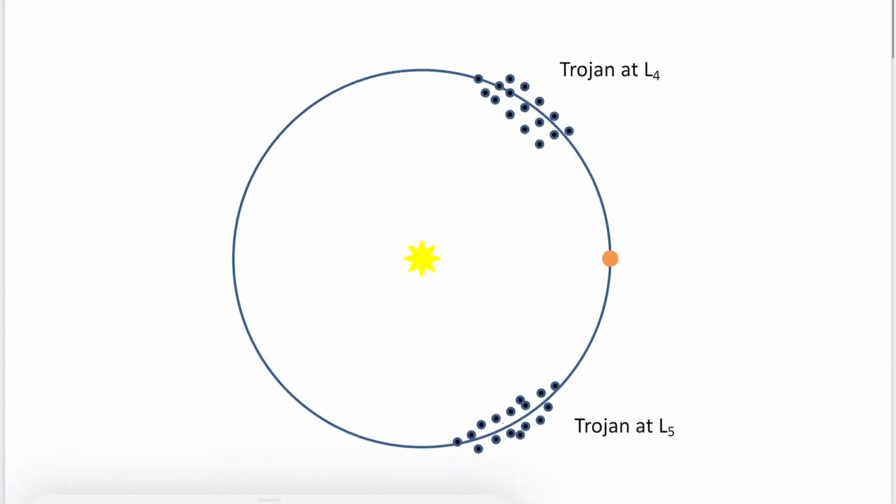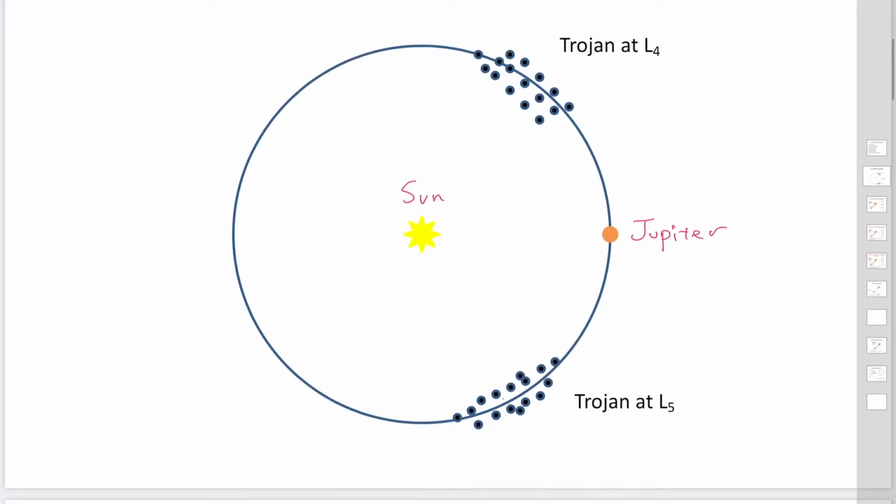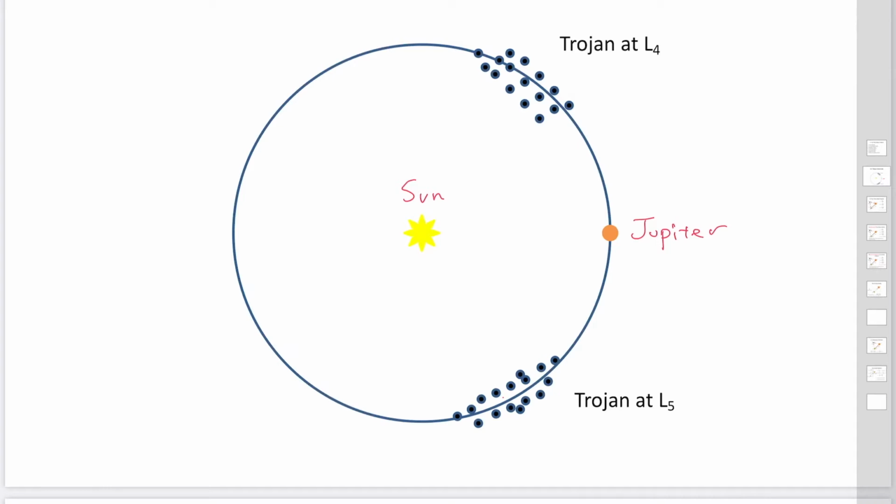First topic is the Trojan asteroid. The Sun is located at the center, and Jupiter is rotating around the Sun. Then Trojan asteroids exist in two regions, L sub 4 and L sub 5.